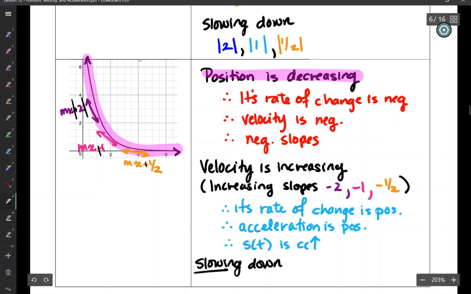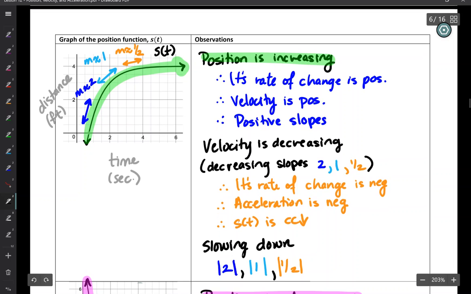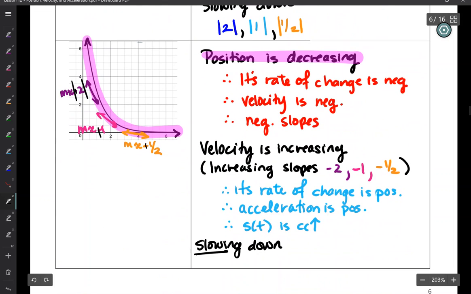We are slowing down. So now, before we go to the next video, which is a conclusion of these last two, I want you to look at each picture and think about position and velocity. What needs to be the case to have slowing down? Here's one picture, and here's another. See you in a second for the conclusion.